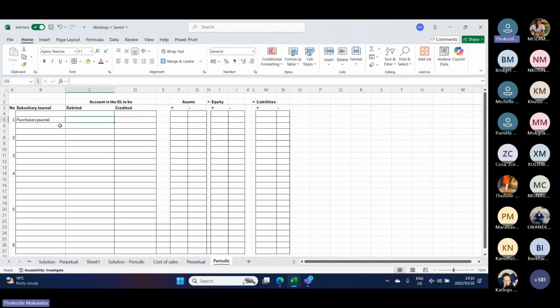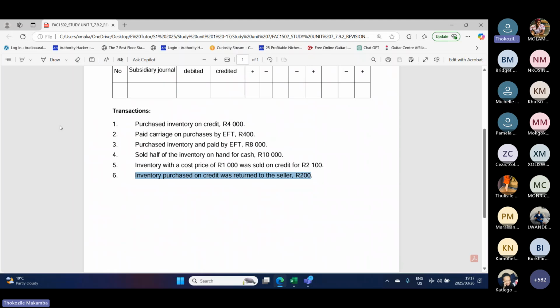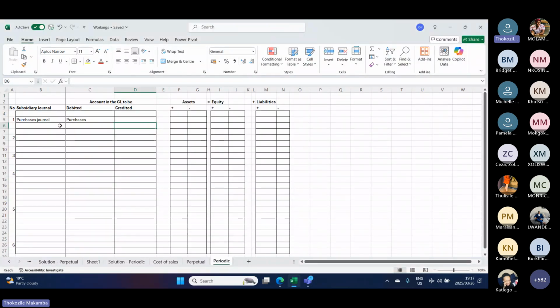Which account are we going to debit, remembering that it's the periodic inventory system? Okay, we're going to debit the purchases account. And then remember the question is saying we bought the inventory on credit. So what account are we going to credit to show that we've purchased the inventory on credit? Payables, yeah. We're going to credit trade payable control.